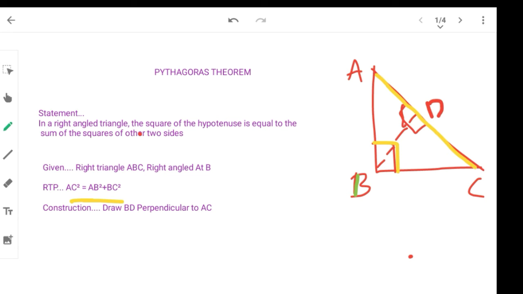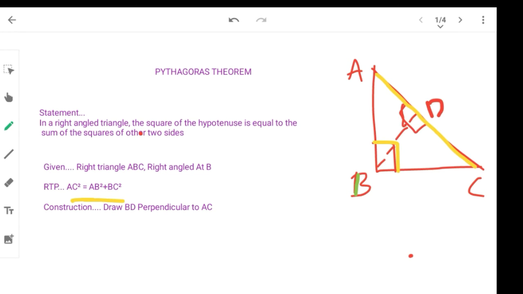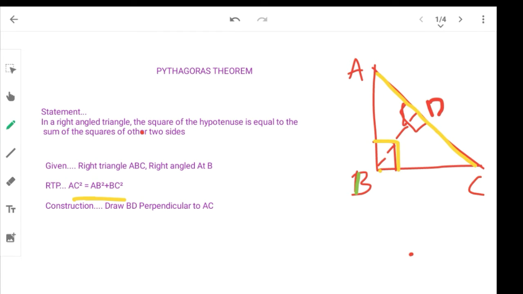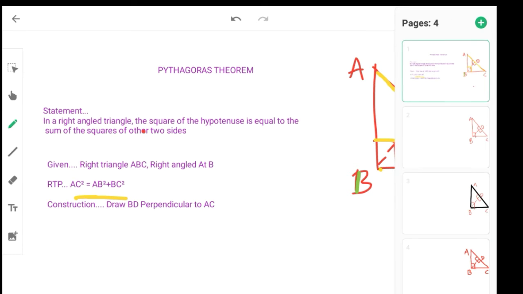So in order to prove this, what did I do? I have drawn a construction. I have drawn a perpendicular BD to AC. BD is perpendicular to AC. That is the construction. As I said before, the construction should always be represented in dotted lines. Okay, now let's go for the proof.